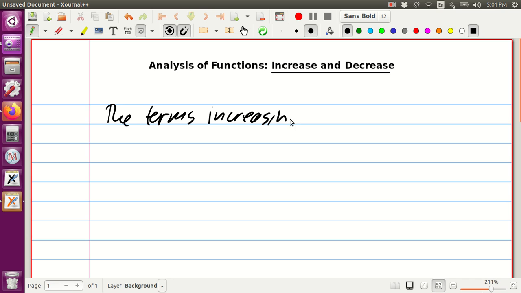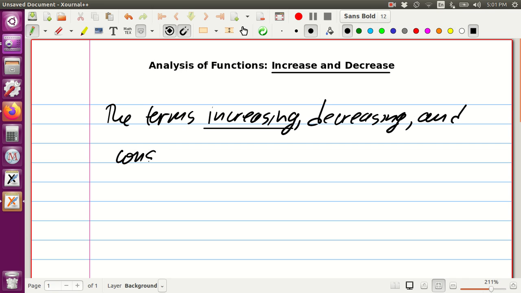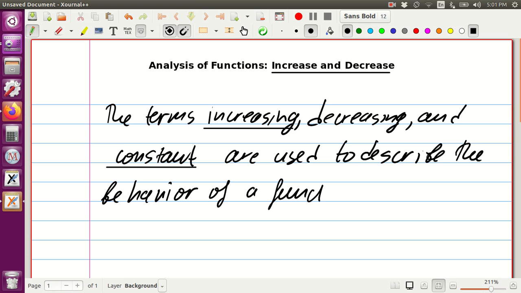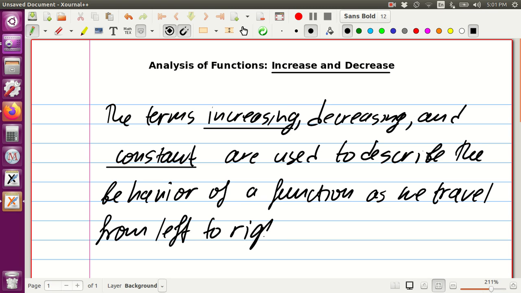All right, so the terms increasing, decreasing, and constant we're going to use to describe the behavior of a function as we travel from left to right along the graph.